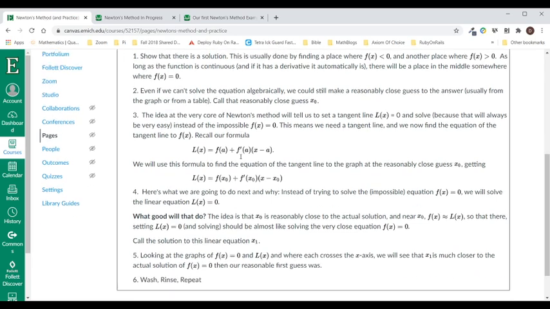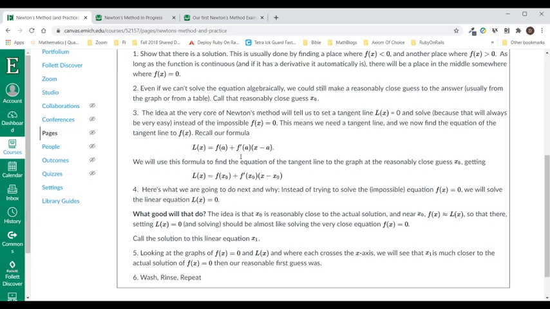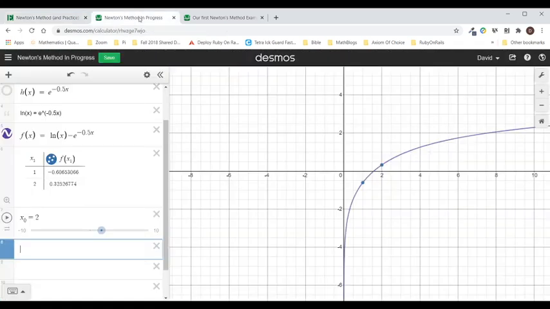Now, what does the procedure say? It says what we want to do is set a tangent line equal to 0 and solve, because that's going to be easy. That does mean we're going to need a tangent line. I'm going to find the tangent line at the reasonably close guess. Let's find it first, we'll see what happens, and then we'll try to explain what's going on. I want the equation of the tangent line to this graph at 2. I'm going to need the derivative, so I write down f prime of x equals 1 over x plus 0.5 e to the minus 0.5x.